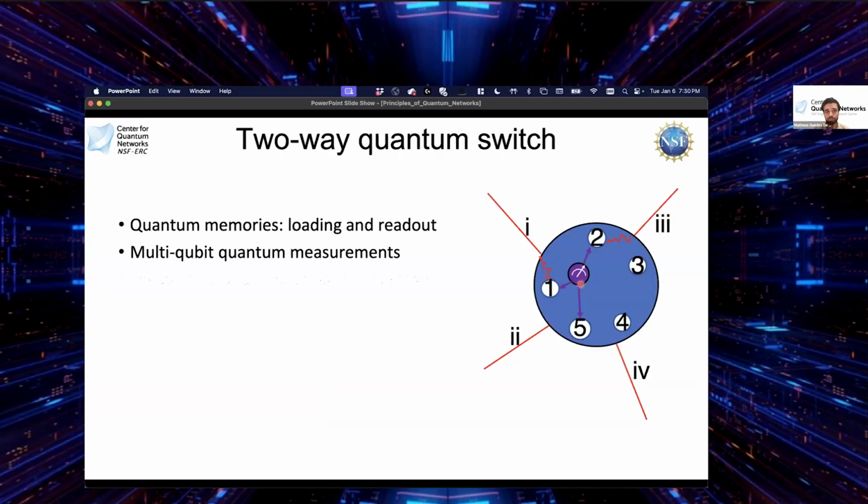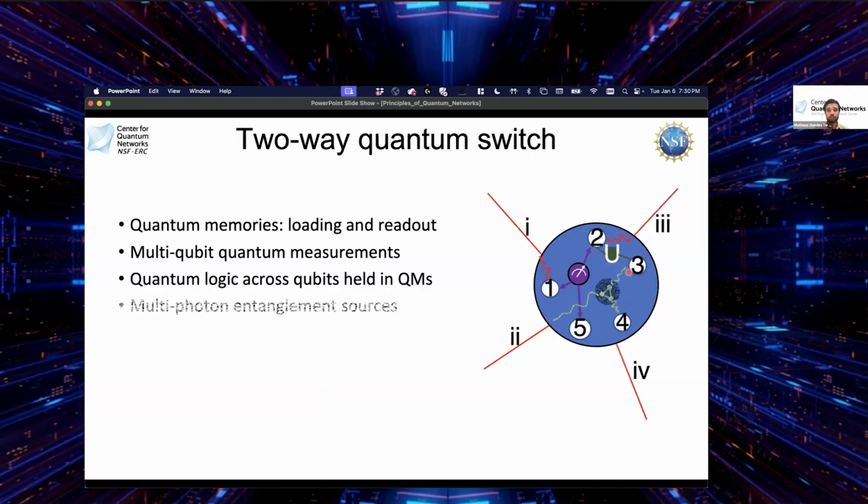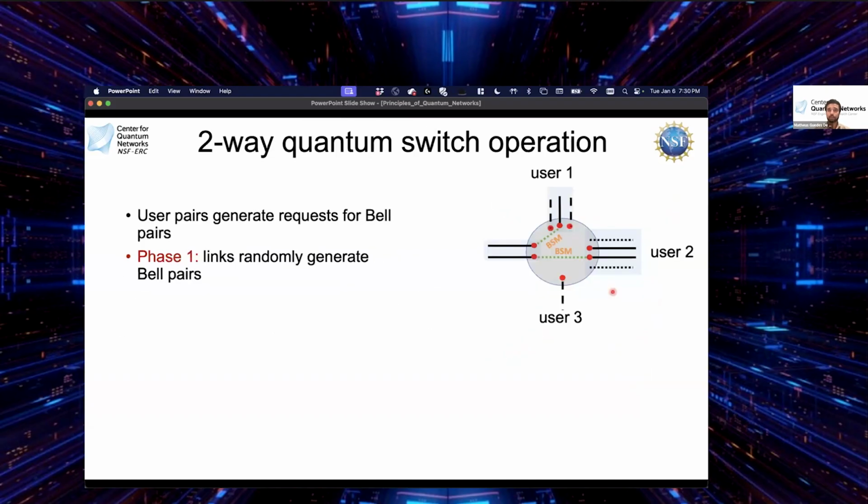These are multi-qubit quantum measurements. We have some quantum logic operations we can perform within the routers, the quantum switches, that target multiple qubits stored in quantum memories. These switches can have access to multi-photon entanglement sources, so they can generate photonic states of multiple photons. And we're going to require those quantum switches to have access to classical processing and communication hardware.